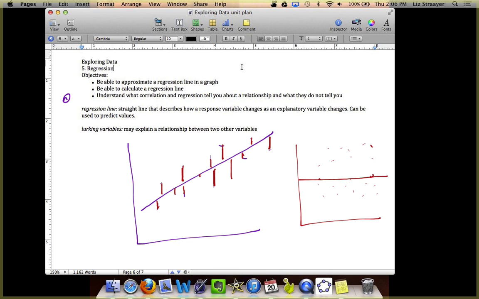A residual plot is a scatter plot of the regression that can help us see how good of a fit the regression is. If it's a really good fit, those residuals should be small. They should all be very close to our line.